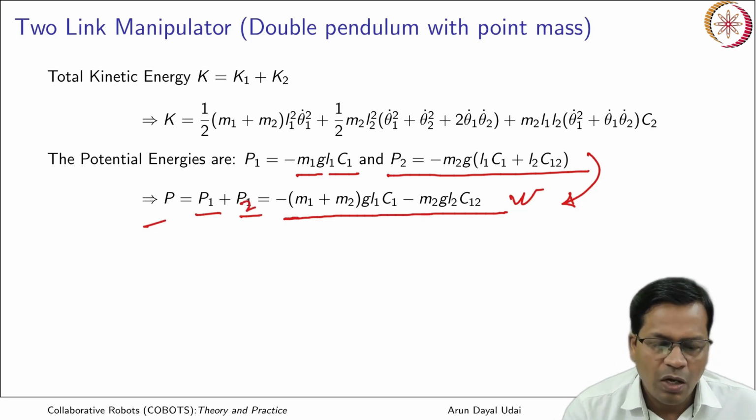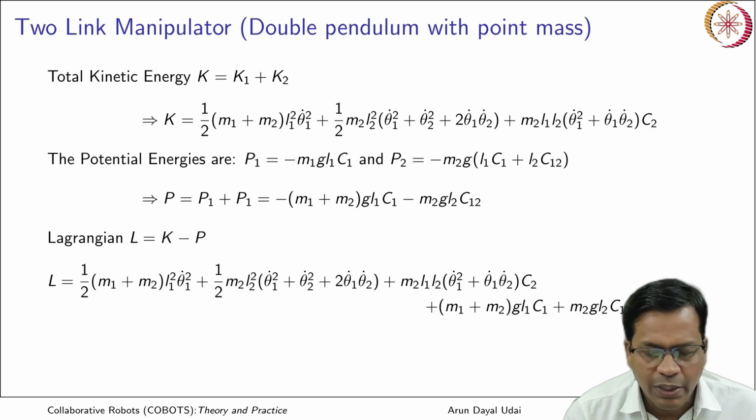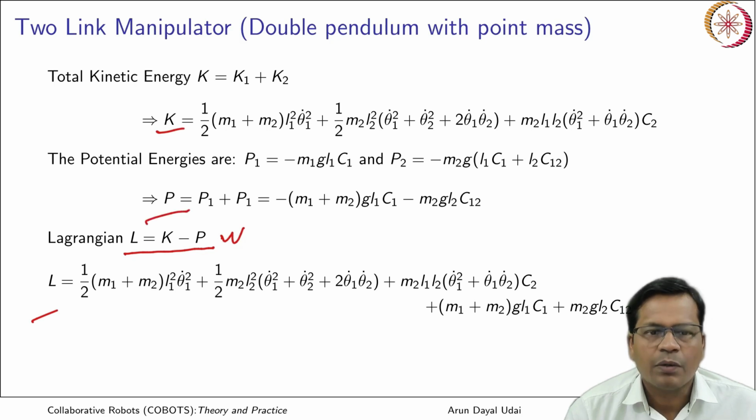Now I'll use K and P, the total kinetic and total potential energies, and I'll obtain the Lagrangian. This is the Lagrangian of the system: kinetic energy minus potential energy, K minus P.